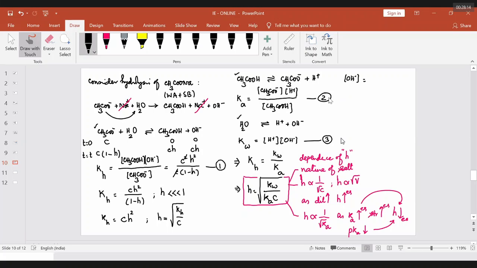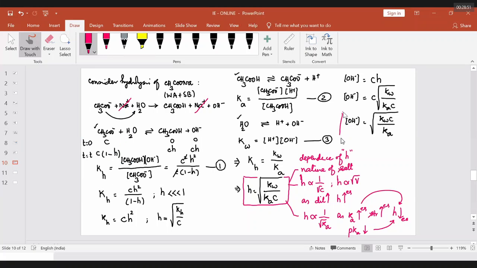Be careful. The concept should be strong here. We have OH minus ion, we have H plus ion, but we are talking about a basic solution. What is the OH minus ion concentration? It is equal to Ch. What is h? h is under root Kw by Ka into C. If you simplify, OH minus ion is equal to under root Kw into C by Ka. This also you have to remember.